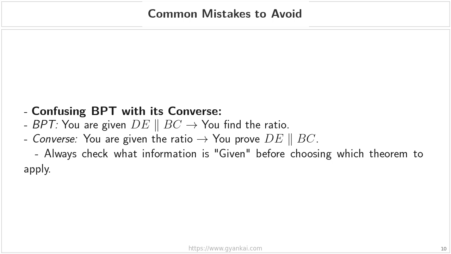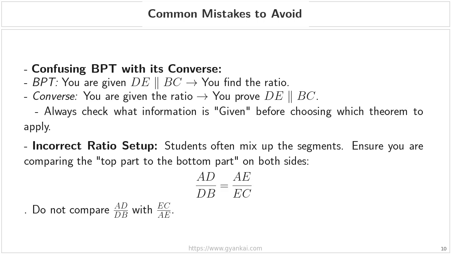However, in the converse, which is our focus today, you are starting with the ratio as your given information, and your goal is to prove that DE is parallel to BC. Always, and I mean always, look closely at what the problem provides as given before you decide which theorem to apply. Second, watch out for an incorrect ratio setup.